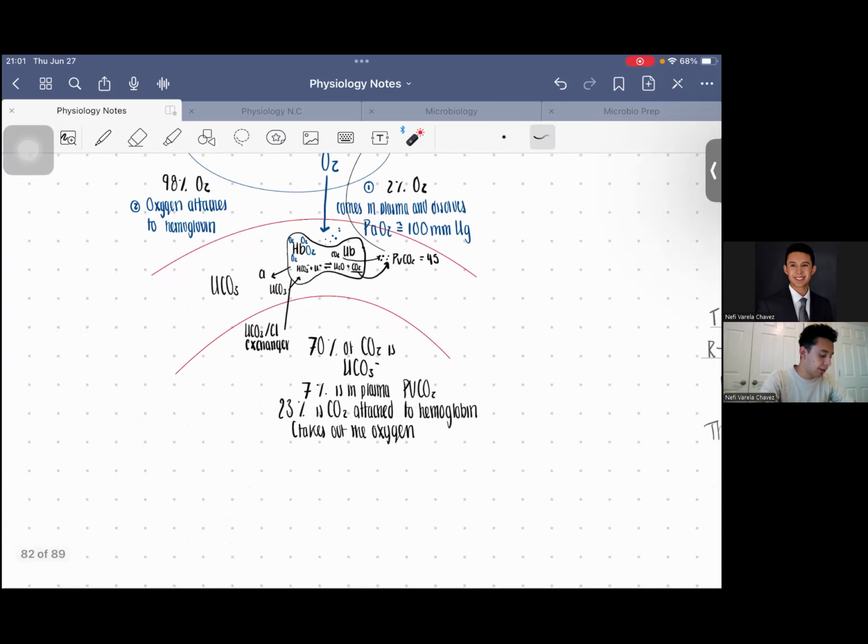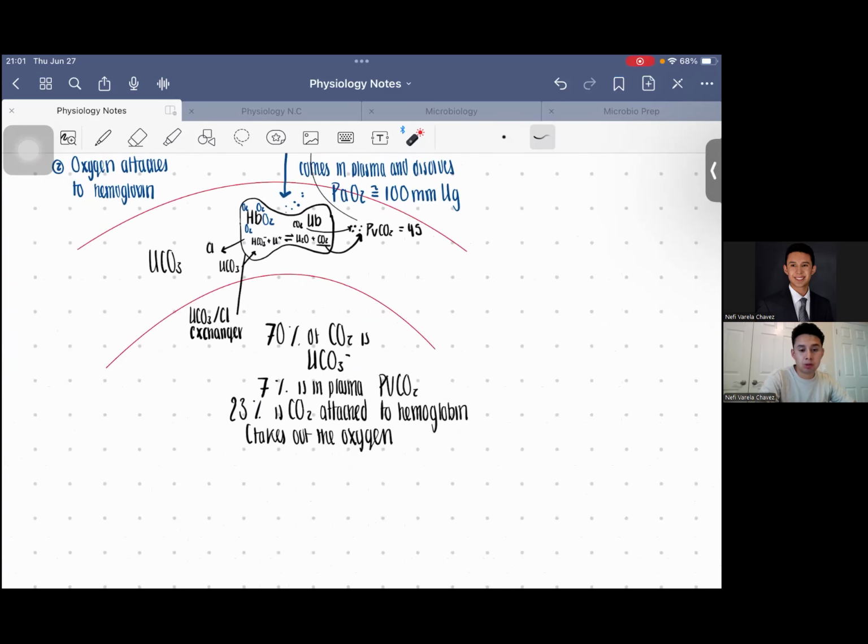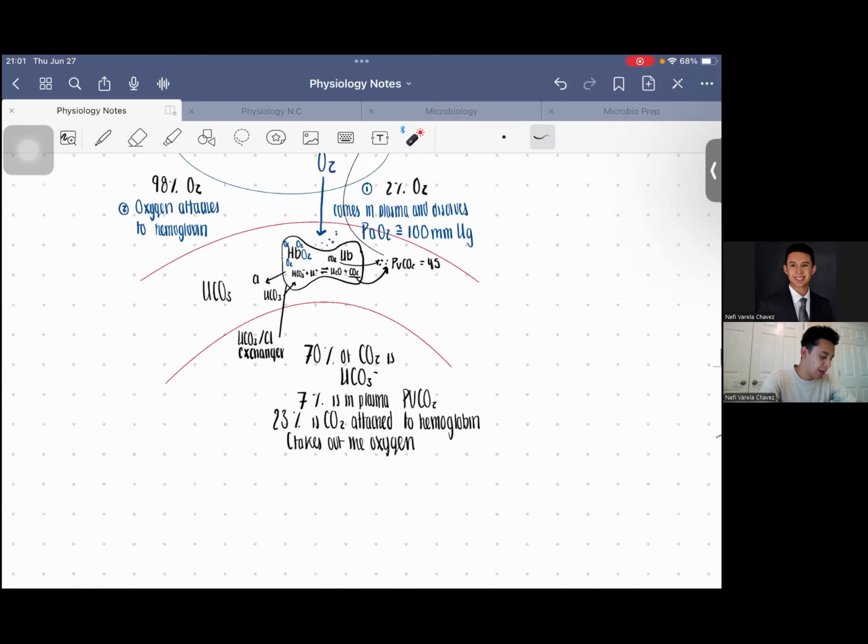In the case of carbon dioxide, it is going to become bicarbonate by a chemical reaction. And the other 7% is going to dissolve in plasma, and 23% is going to attach to hemoglobin. Okay. And by attaching to hemoglobin, hydrogen is going to decrease the affinity for oxygen to attach to hemoglobin. It's like on a bus, when you take a seat, you take someone else's opportunity. That's pretty much it.